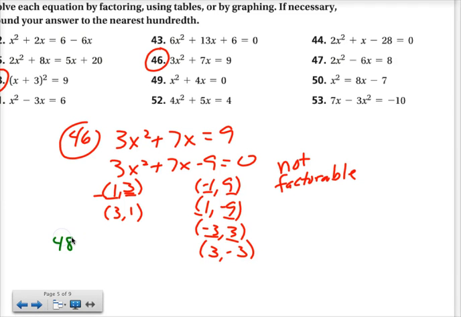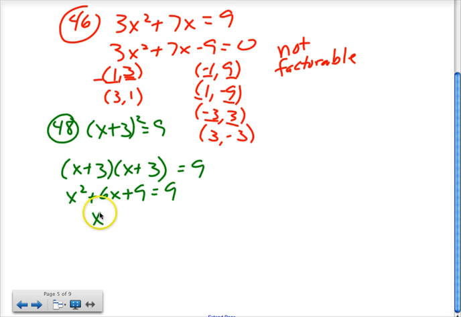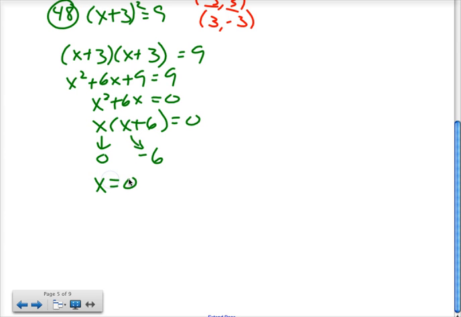And then 48, we have x plus 3 squared equals 9. Now, there are a lot of ways to do this one. I'm guessing that most of you would probably write out those x plus 3's, at least I hope you do. And you get x squared plus 6x plus 9 equals 9. And then you'd subtract 9 from both sides, and you'd be a little scared because some stuff drops out. But that's okay, because it's still factorable, and we can still get the zeros. It would be 0, and it would be negative 6. Those would be our two 0 values here. So x equals 0, and x equals negative 6.